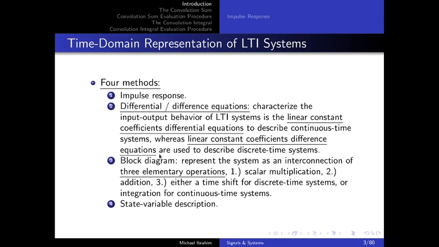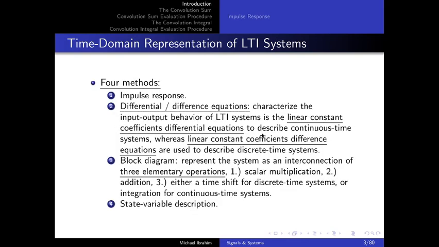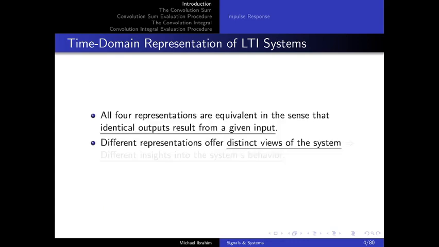Again, in this chapter, we will mainly focus on the first method, which is the impulse response of an LTI system. All four representations are equivalent in the sense that identical outputs result from a given input. So if you choose to represent your system using any of these four methods, you will get the same result. They are equivalent to each other. But different representations give different views of the system, which will give different insights on the system's behavior and how the system operates.